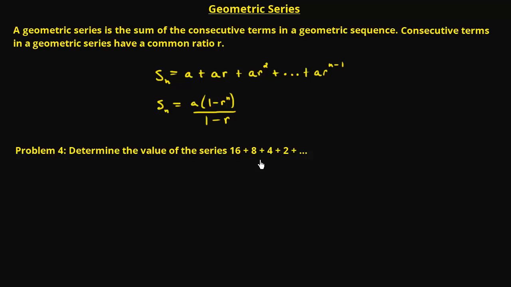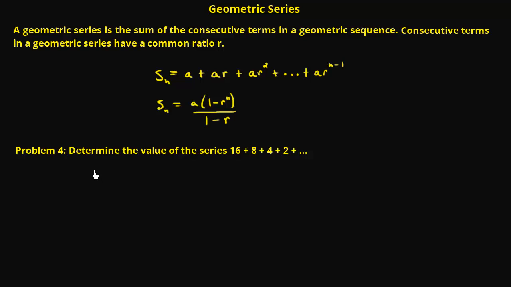If you're wondering why, if we take the second term and we divide it by the first term, we get 1/2. If we take the third term and we divide it by the second term, we get a half. If we take the fourth term and we divide it by the third term, we get a half as well.